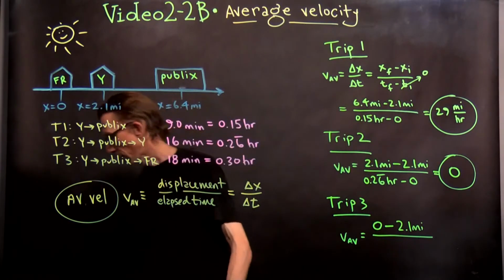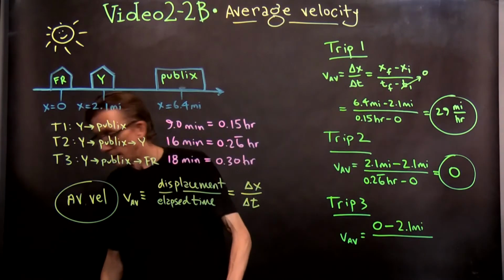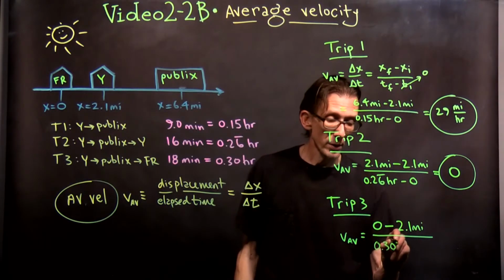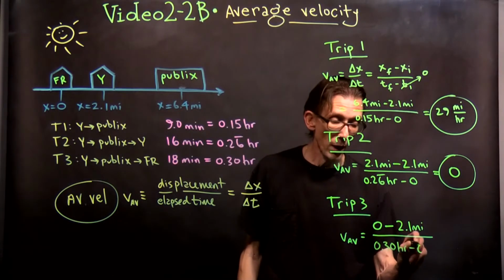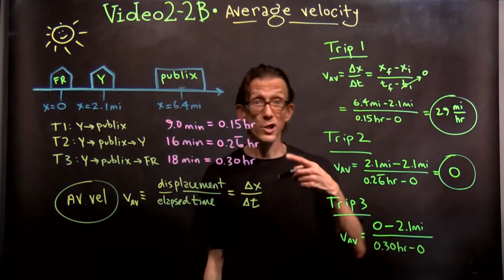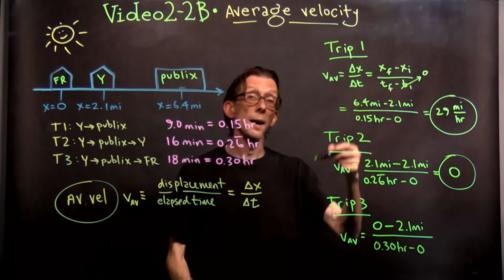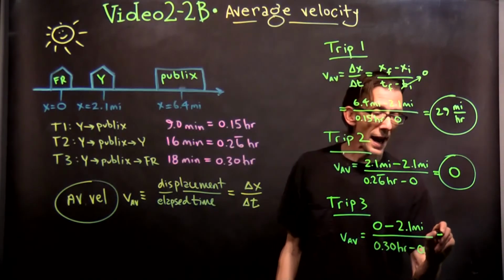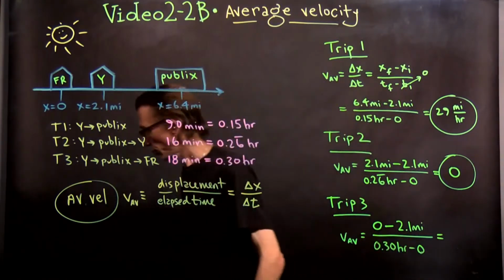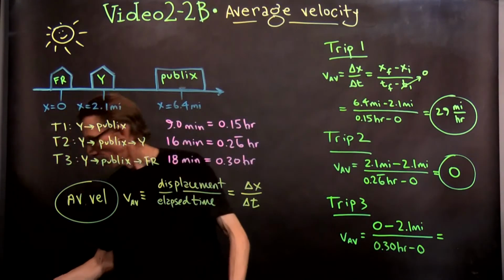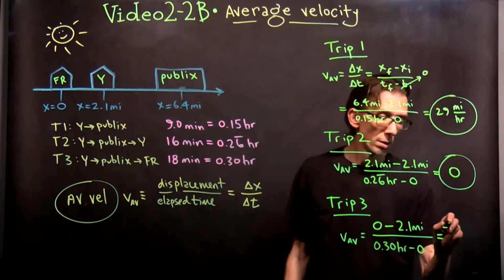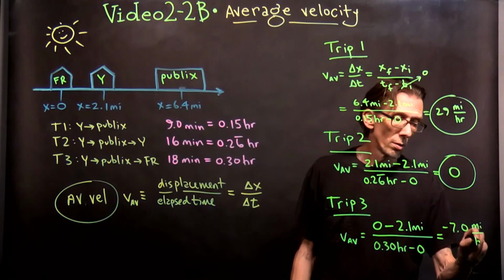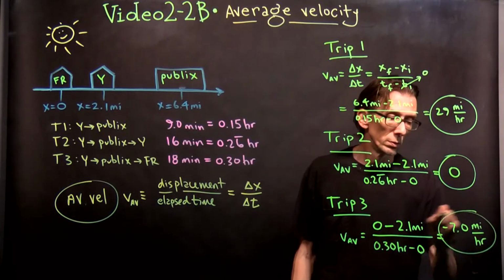Total time, I think, was 0.30 hours. And again, we're starting off our stopwatch when you left your house initially. So the initial time, t sub I, goose egg, 0. So your average velocity is negative 7.0 miles per hour.